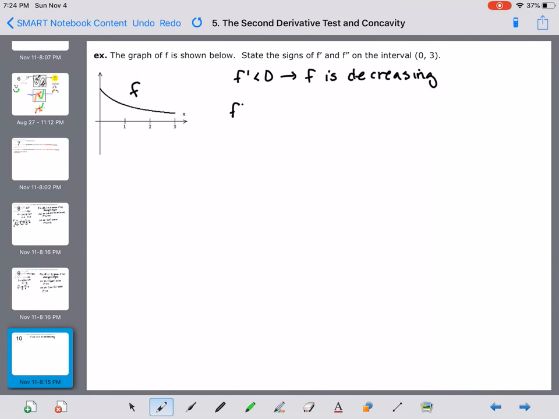To determine f double prime, I want to look at the curvature. Now this is curved upward, so concave up. And because it's concave up, that means my second derivative is greater than 0. It's positive. That's because f is concave up.